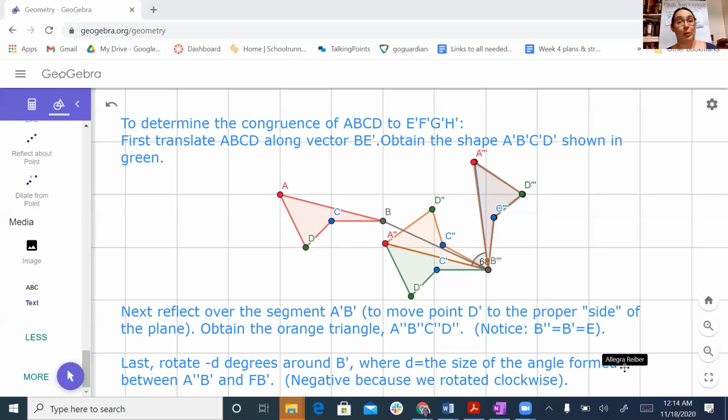The final statement I would make in this problem is that since I determined a sequence of rigid motions mapping A, B, C, D onto E prime, F prime, G prime, H prime, that sequence of rigid motions represents the congruence between these two figures. Therefore, they are congruent.